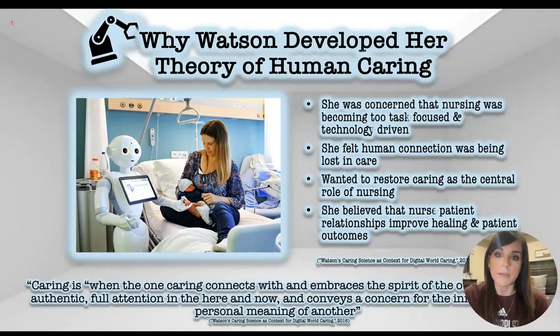Jean Watson developed her theory during a time when healthcare was becoming hyper-focused on technology, medical procedures, and disease treatment. Watson believed something extremely important was being lost, which was human connection between nurses and patients. She observed that nursing was becoming too task-oriented and that compassion and presence were becoming overshadowed by technology and efficiency. Watson created the theory of human caring to restore the importance of empathy, dignity, and human relationships in nursing practice. Her work helped establish caring as a central role of nursing and helped define the profession's unique role in healthcare.